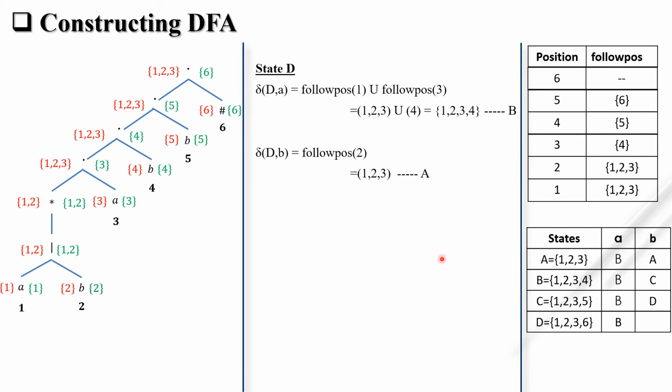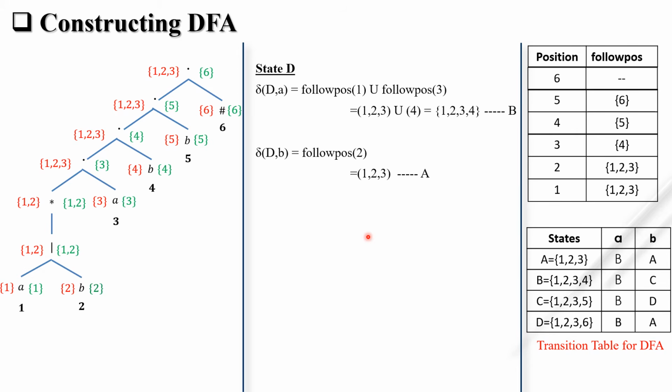Next, D of B. At first position A is labeled, at second position B is labeled, that's why we have to write follow position of 2. At 3 A is labeled, at 6 hash is labeled, so only we have to write follow position of 2. What is follow position of 2? 1, 2, 3. It is same as A, that's why we label A. So there is no more new state. We found all the states A, B, C and D.